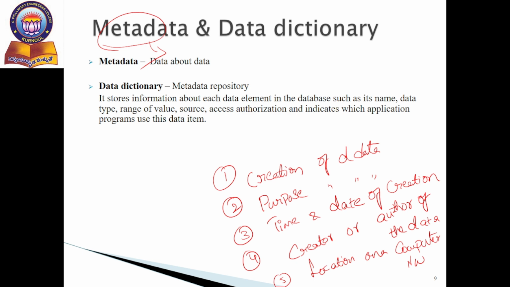Coming to the data dictionary. Data dictionary is nothing but a metadata repository. It stores the information about each and every data element. A perfect example is the telephone directory. It stores information about each data element in the database, such as name, data type, range of value, source, access authorization, and it indicates which application programs use this data item.